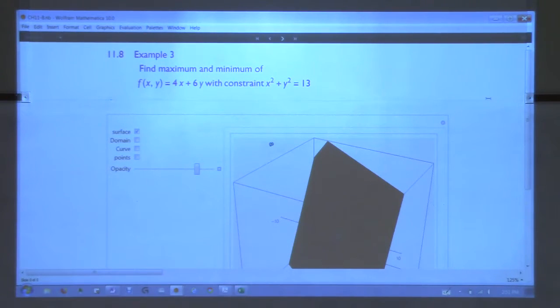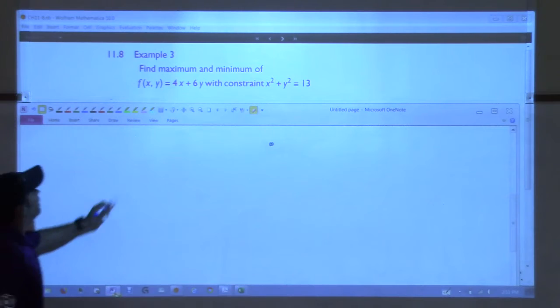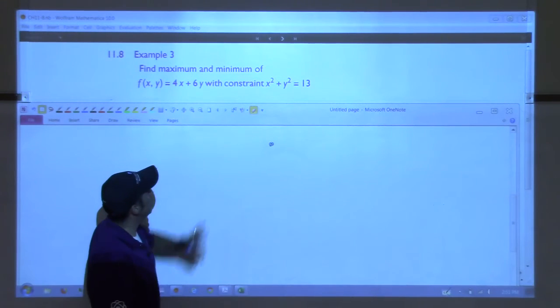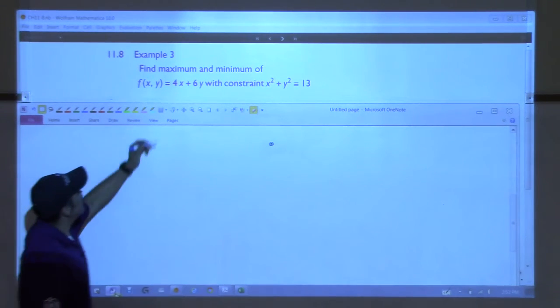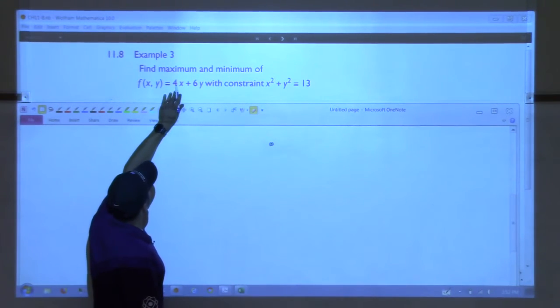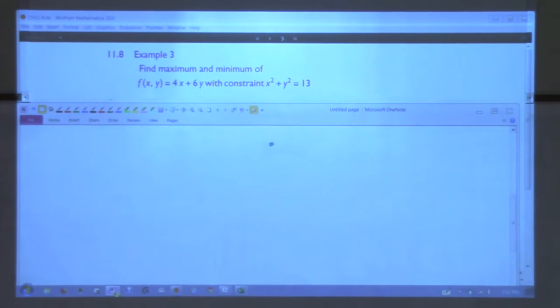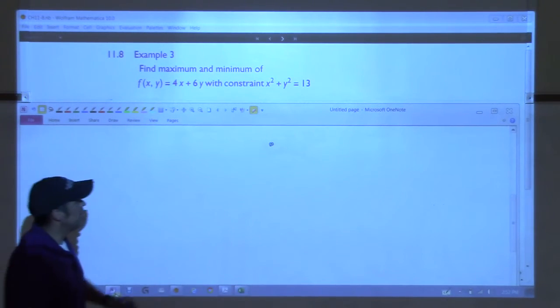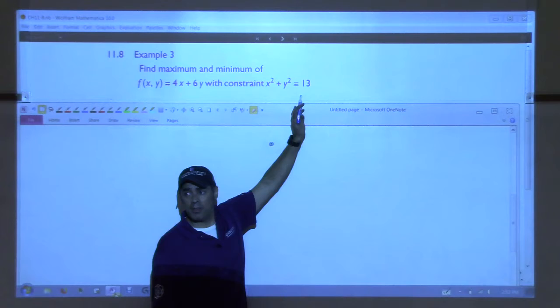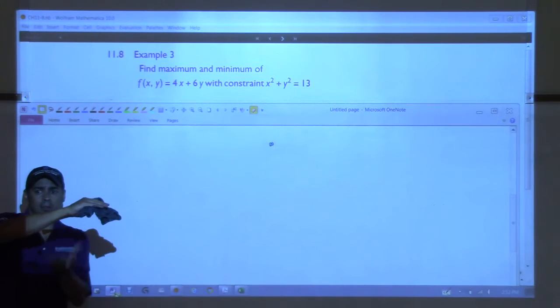This one will probably go pretty quick. Find the maximum of this surface with that constraint. What is this surface? If you graph it, this is like z equals 4x plus 6y. What is that going to look like when you graph it? A plane, right? So we have a plane, and we're only plugging in points that live on a circle with a radius of square root of 13. So you have some plane and a circle on the ground, and you plug those in.